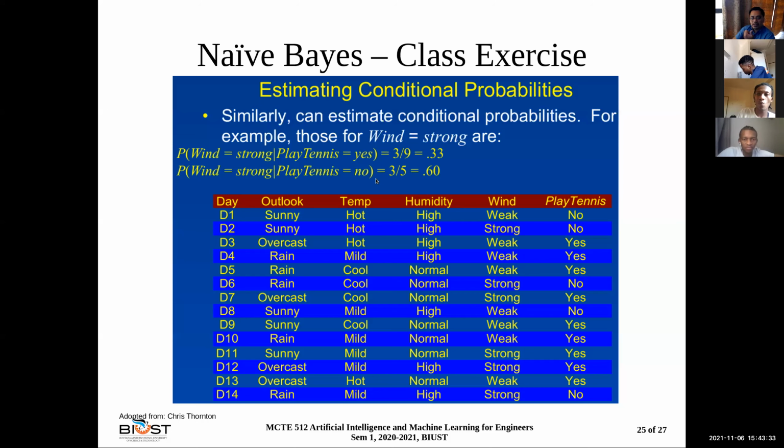I think we have done this, but we just emphasize playing tennis no and strong wind. Wind is strong, that's one. Wind is strong, that's two. Three. Three out of how many no's? 1, 2, 3, 4, 5. So 3 out of 5. That's how you calculate, based on the table.